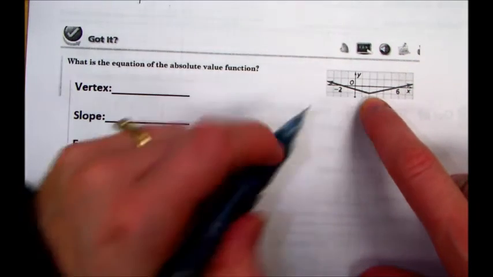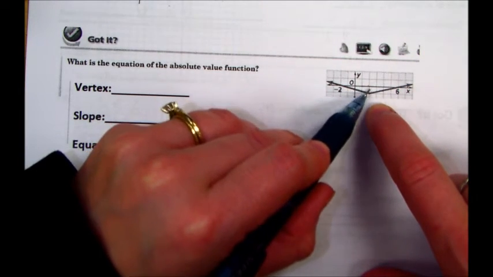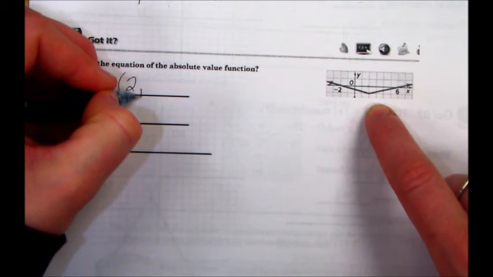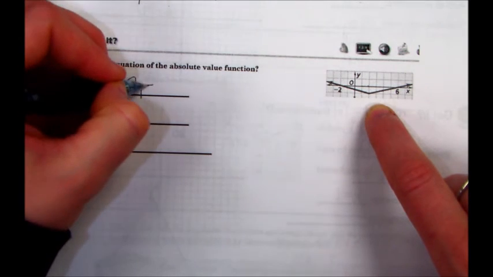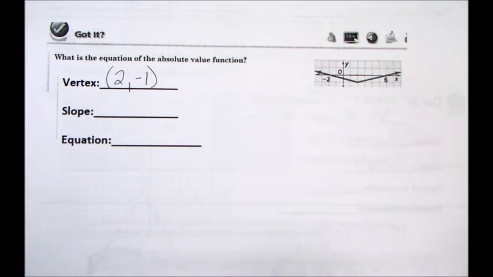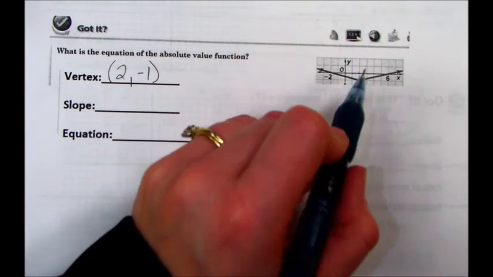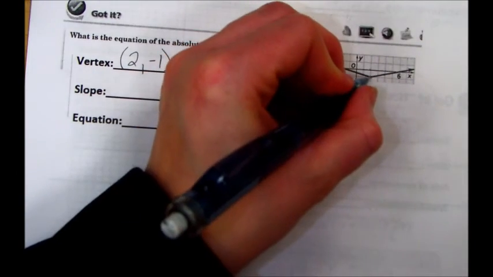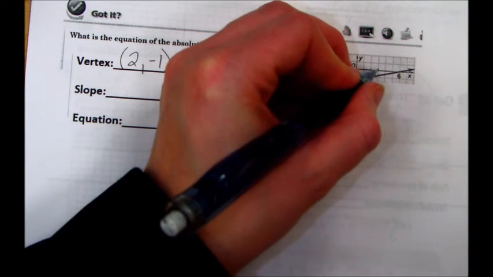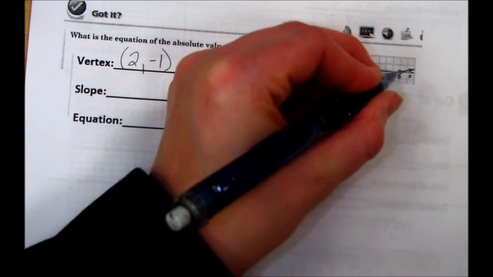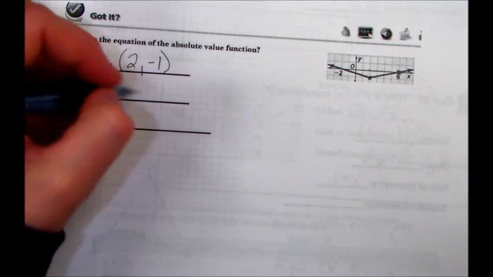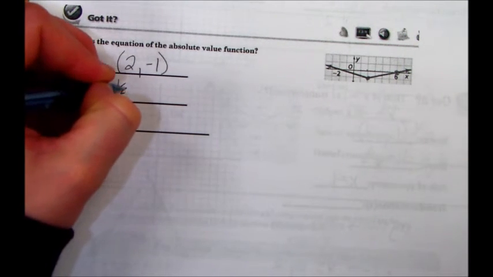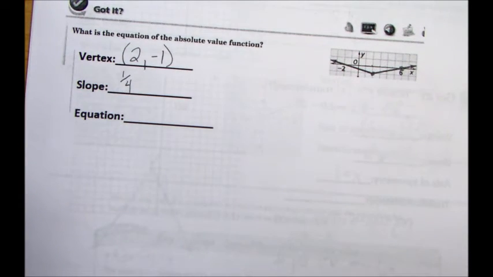Your vertex is 1, 2, negative 1. So it goes right 2, down 1. Your slope, oh look, it's positive because it's going up from your vertex. When we travel to the right, it goes up 1, 1, 2, 3, 4. So it goes up 1, so 1 over 4. Perfect slope, up 1 over 4.